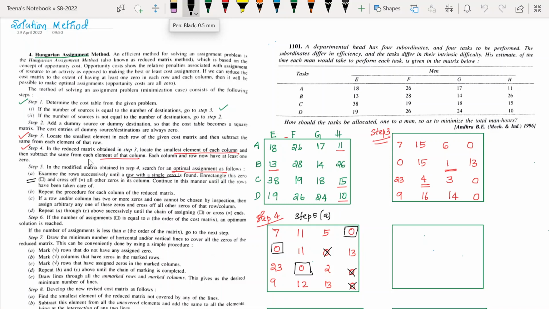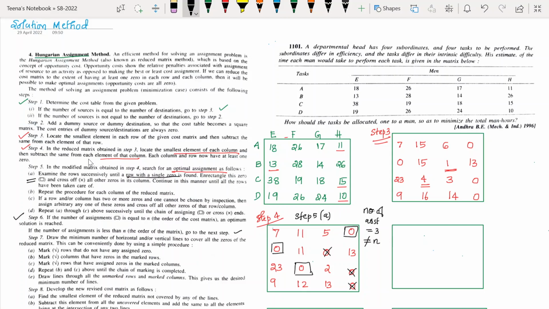Now let us go to step 6. See, if the number of assignments is equal to n, the optimum solution is reached. Here the number of assignments is equal to 3. It is not equal to n. If the number of assignments is equal to the order of the matrix, the optimum solution is reached. But unfortunately, we haven't reached the optimum solution, so we have to go to the next step.